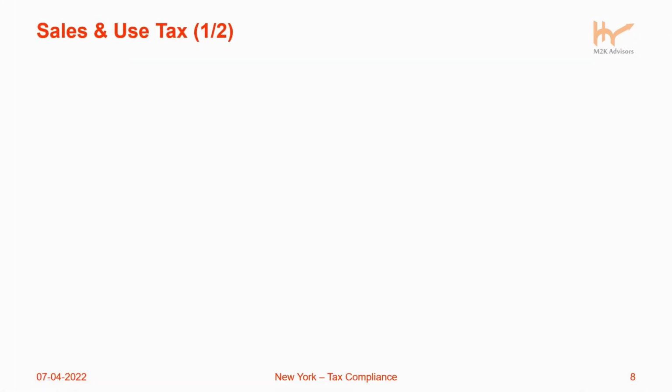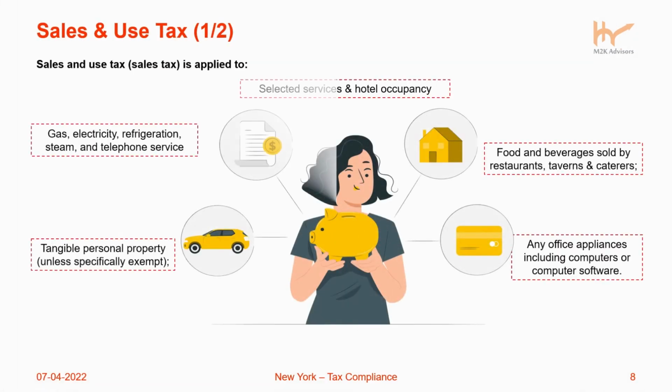Sales and use tax. Sales and use tax is applied to selected services and hotel occupancy, food and beverages sold by restaurants, taverns and caterers. Any office appliances including computers or computer software. Tangible personal property, unless specifically exempt. Gas, electricity, refrigeration, steam, and telephone service.